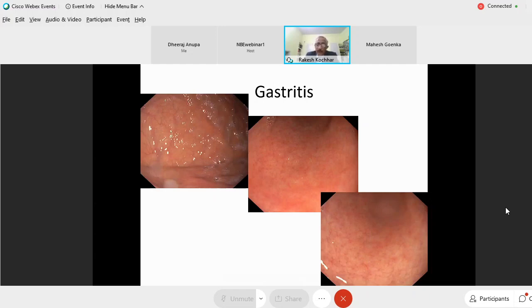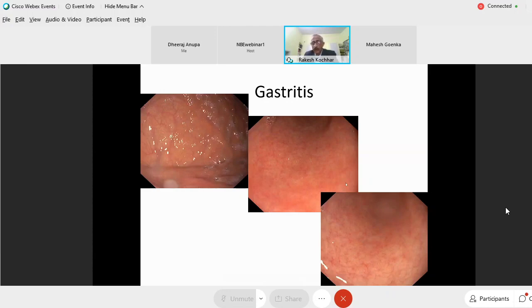Then coming to gastritis. This is a normal stomach appearance, some vascular pattern, glossy mucosa. You see the difference here. This is a patient we had today, a young girl with dyspepsia only. So the glossiness is lost, the normal vascular pattern is lost, and there is a vague vascular pattern. And in the proximal part of the stomach, the vascular pattern was different from a normal mucosa. So you will say that the stomach mucosa is abnormal. You have to take a biopsy to see whether it is H.